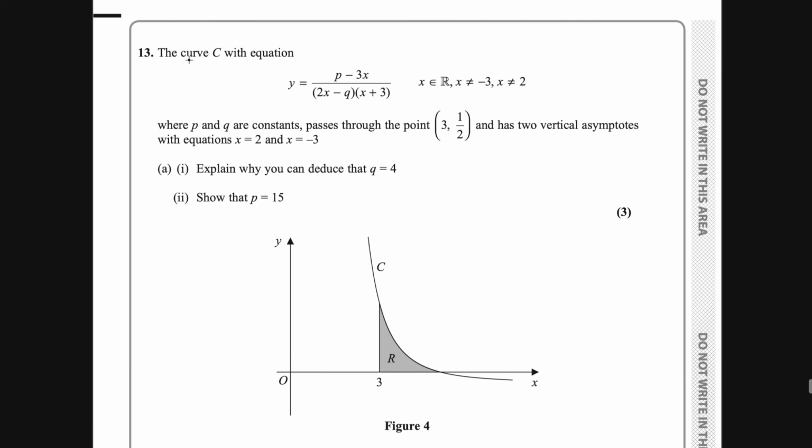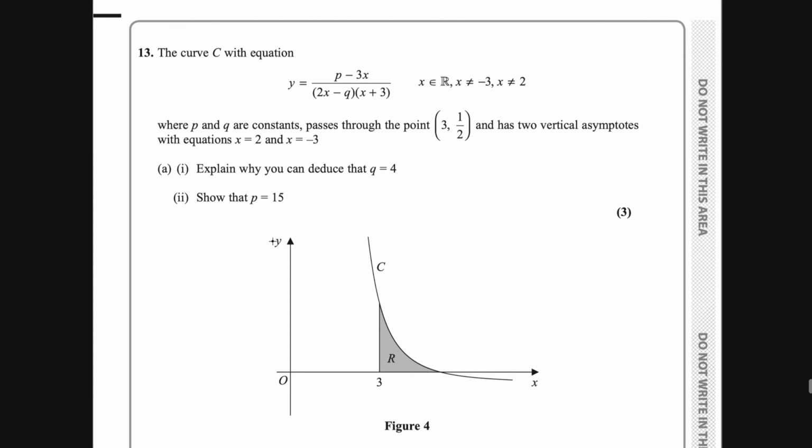For question 13, we are given the curve C with equation y equals (p minus 3x) over (2x minus q) times (x plus 3), where p and q are constants. It passes through the point with x coordinate 3 and y coordinate 1/2. And we're told that it has two vertical asymptotes, in other words, points where the graph reaches a value of infinity, with equations x equals 2. So when x equals 2, we're going to see a vertical asymptote there, and when x equals minus 3, another vertical asymptote there.